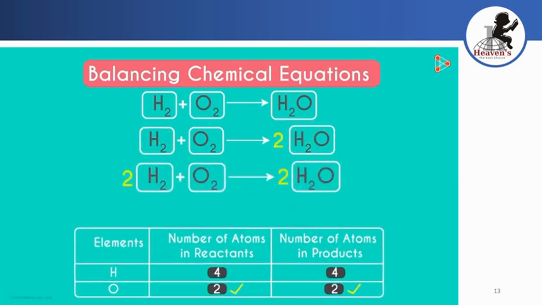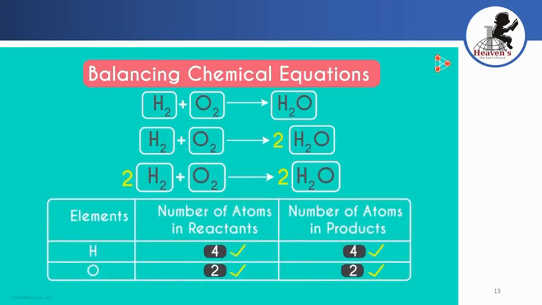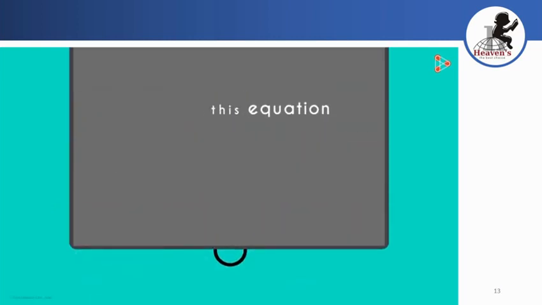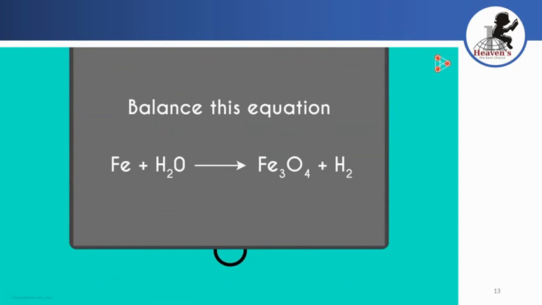On the right hand side we have 4 hydrogen atoms. So I put 2 as the prefix of hydrogen, and we get 2 twos are 4 hydrogens on the left hand side, that means the reactant side. At the same time we have 4 hydrogens on the product side. So the number of atoms of hydrogen on both sides is the same, and the number of oxygens is also the same. That's why 2H2 plus O2 gives rise to 2H2O is a balanced chemical equation.